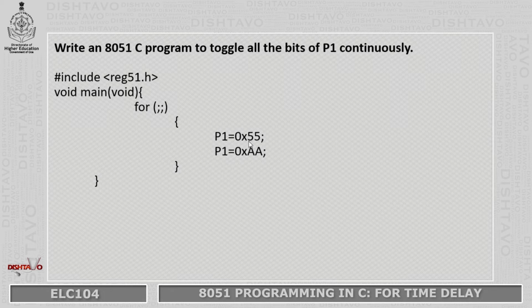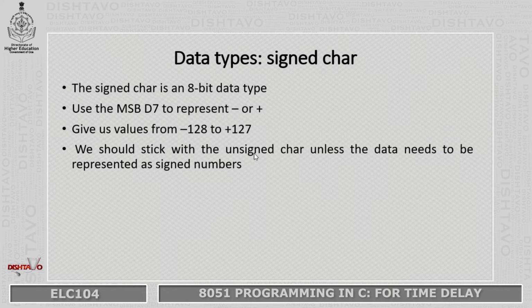So what we do is we put P1 = 0x55, and the next instruction will be P1 = 0xAA. This is called toggling. So port 1 will keep on toggling between 55 and AA.